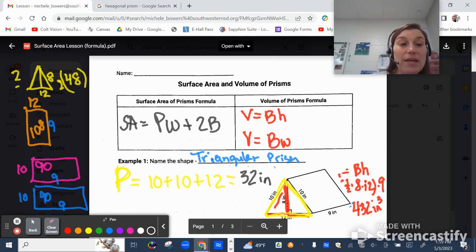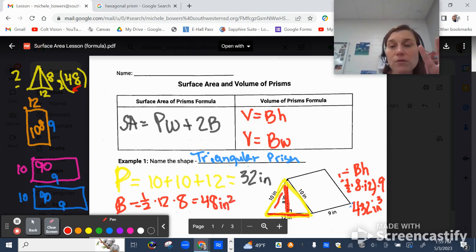I also need to know the area of the base, and we already found the area of the base earlier. To find the area of the base, I would do a triangle: 1/2 times the base times the height. And I get the area of the base as 48, and that's 48 inches squared. So I have 2 of those, I have the 2 triangles.